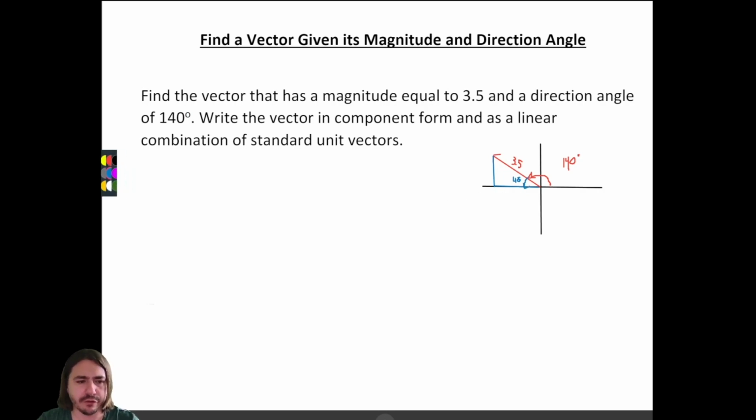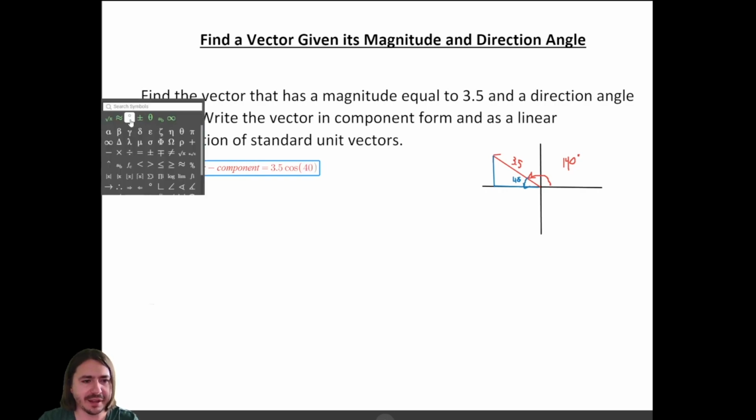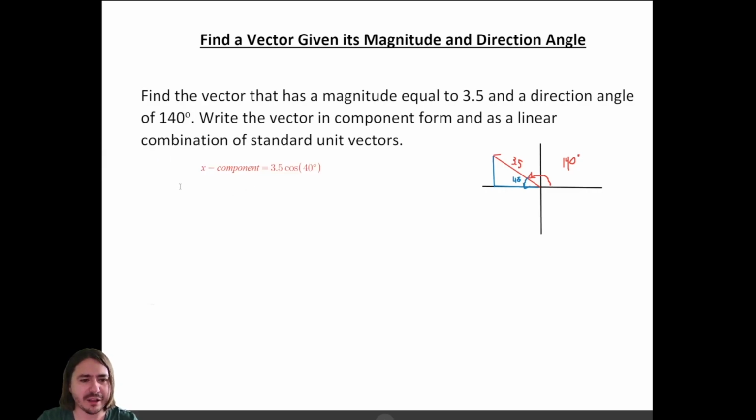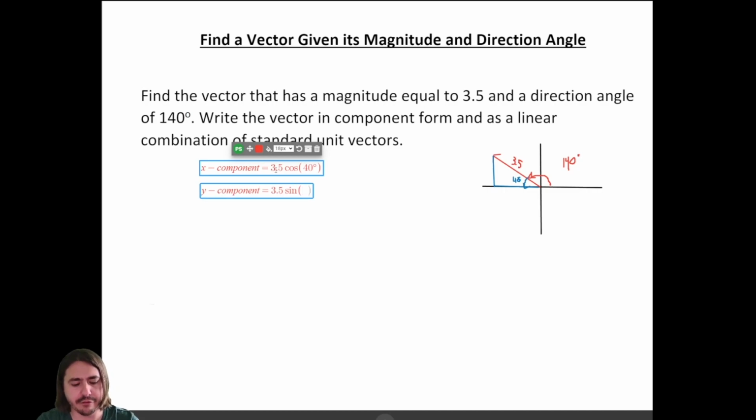So if we solve for those, what we'll get is that the x component will equal the magnitude of the vector, 3.5, times the cosine of 40 degrees. And yes, cosine is making a big comeback. It wasn't gone for very long. And then the y component is equal to 3.5 times the sine of 40 degrees.